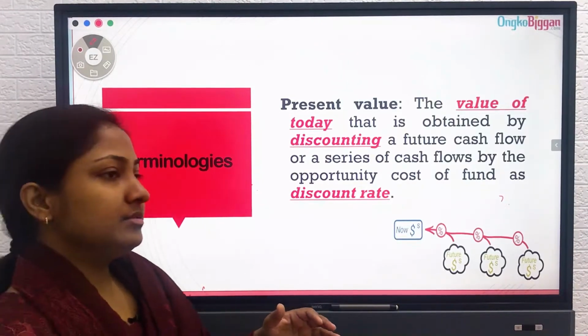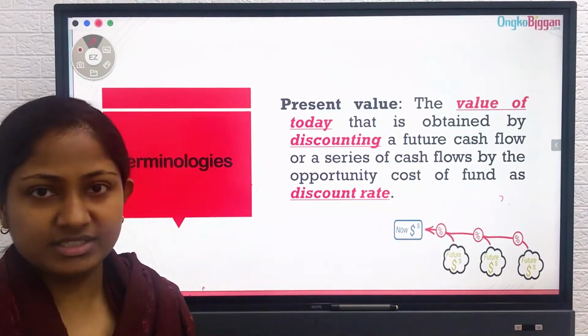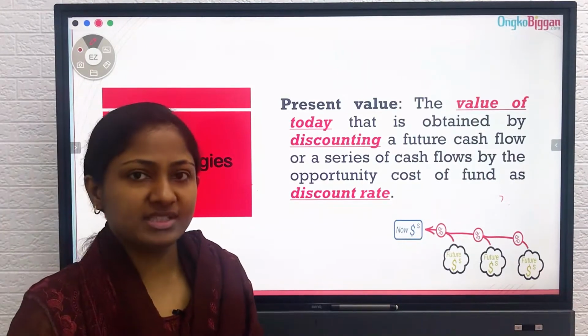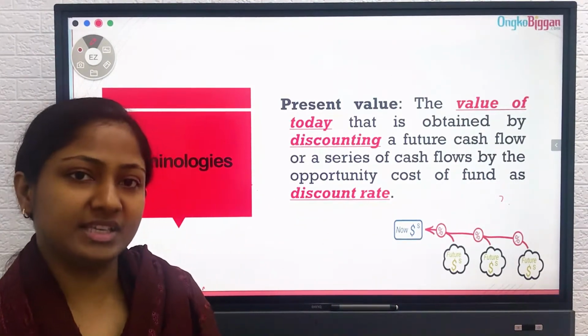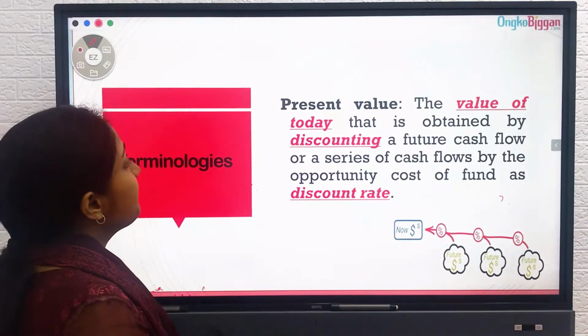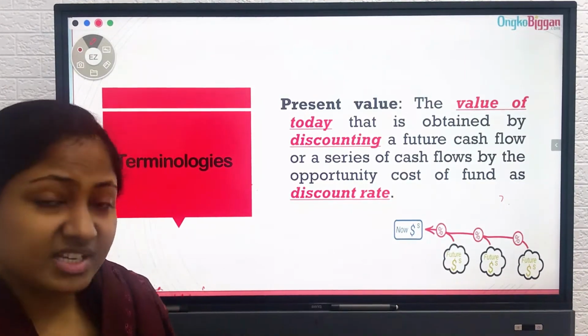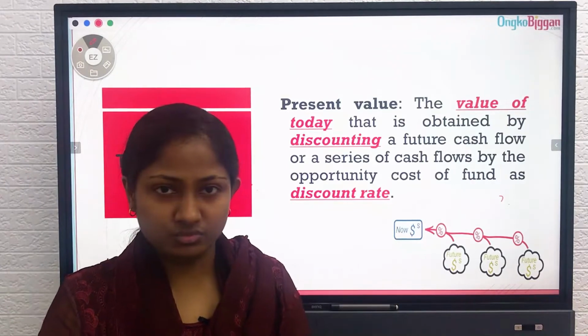So here there are so many terminologies in time value of money. There are several terminologies, but from there we will learn only the basic things. We will start with the present value. What is the meaning of present value?